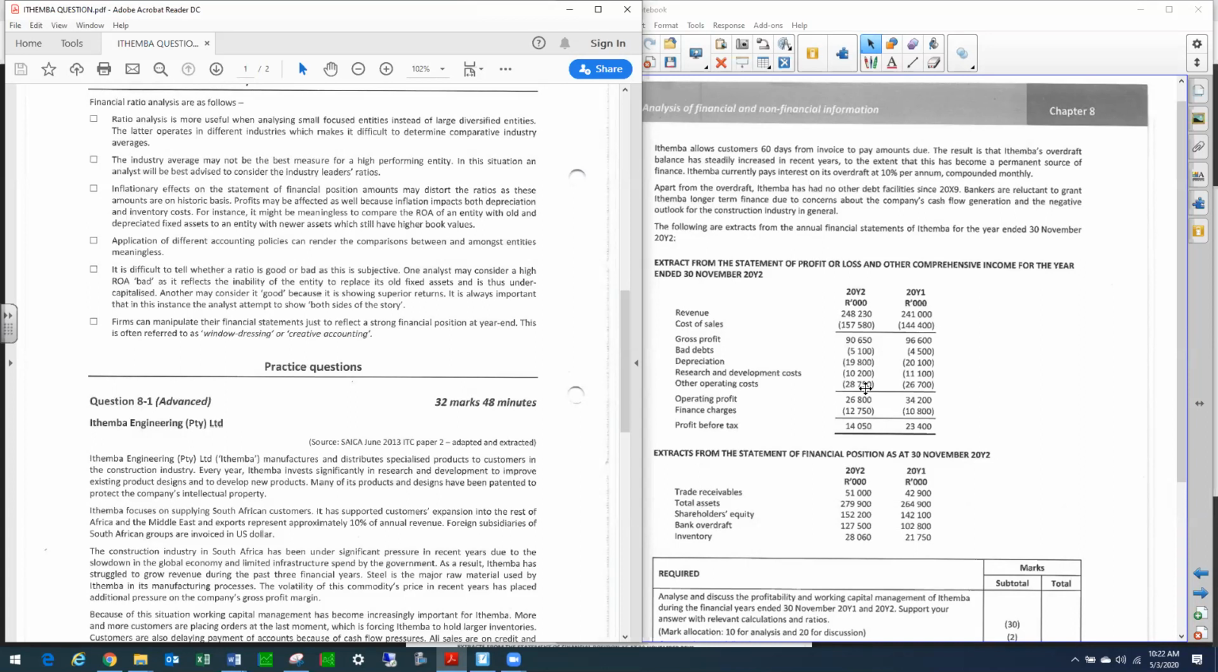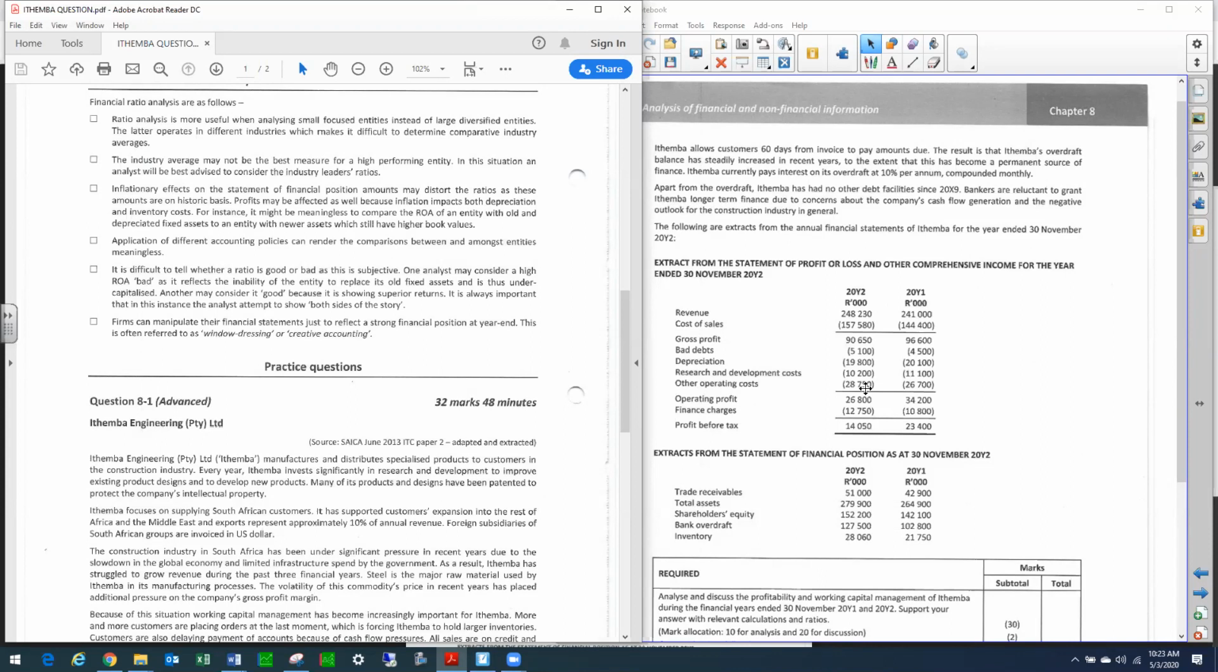Then we're going to do the movement from year to year. What is the percentage change in revenue, the percentage change in bad debts, the percentage change in depreciation, percentage change in R&D? And then there's a third type, which is common size analysis, which we are not necessarily going to do here.